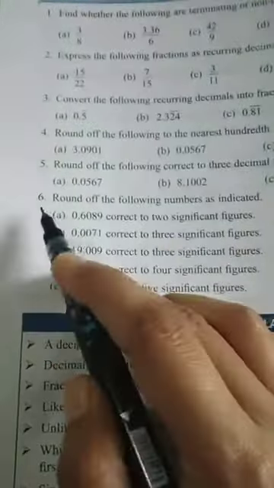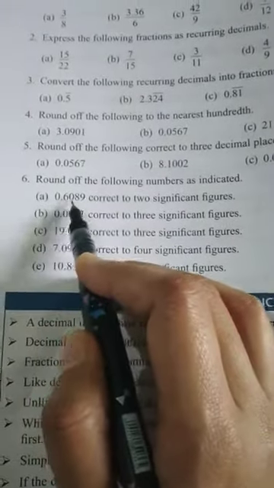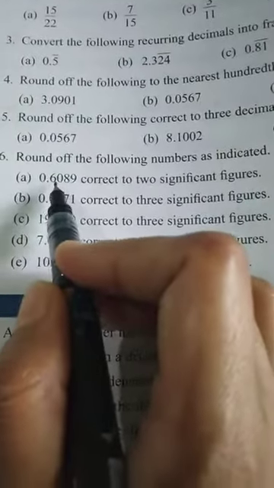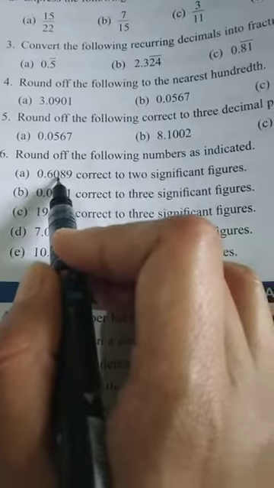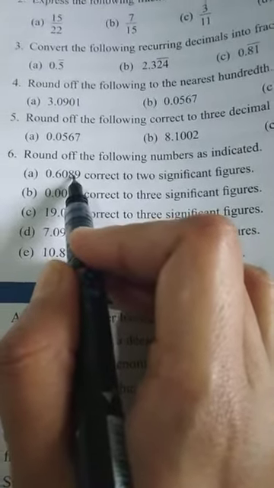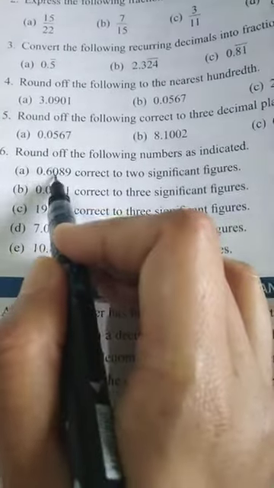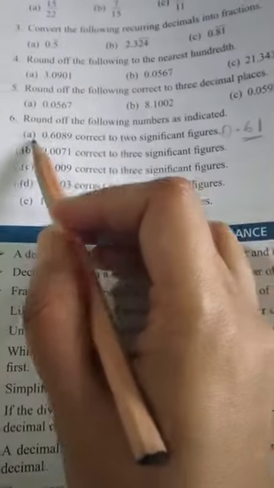Got it? You have some questions in your exercise also, like question number 6. Round off the following numbers as indicated. 0.6089 correct to 2 significant figures. 2 significant figures means 1, 2, up to here. After this, what is this? 8. 8 is more than 5, so this 0 will increase by 1 and become 1. So 0.61 is the answer. 0.61 is the rounded figure of this number.